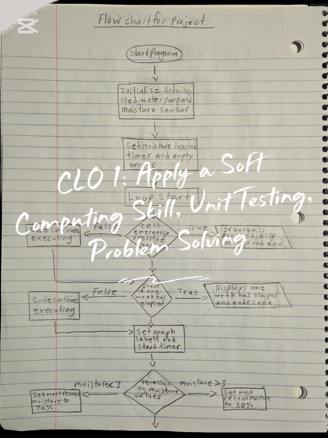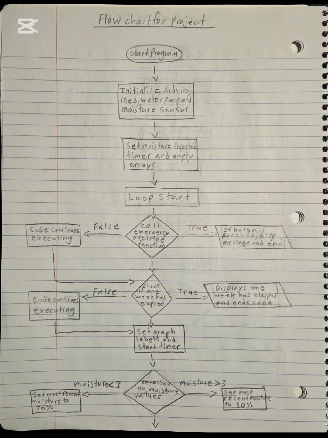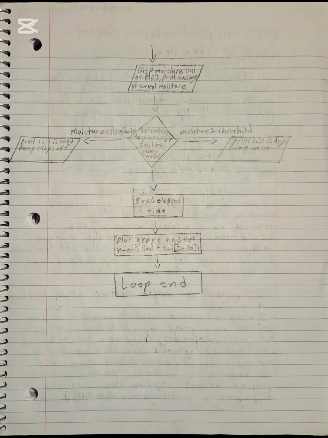CLO1, my algorithm in MATLAB. For the first learning outcome, it follows my flowchart, which describes the process of my algorithm within MATLAB. Inputs from the button on my board will stop water from pumping and display a message reading "emergency shutoff has been activated." If not pressed, the code will continue to execute and pump water while the soil is found to be dry. This is based off voltage readings determined by the moisture sensor.